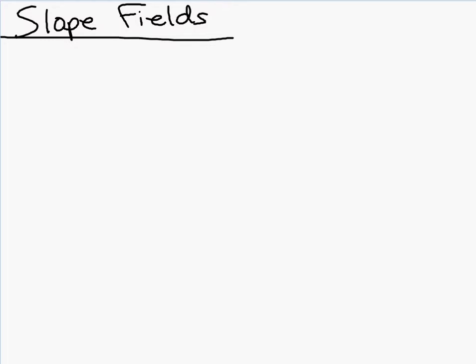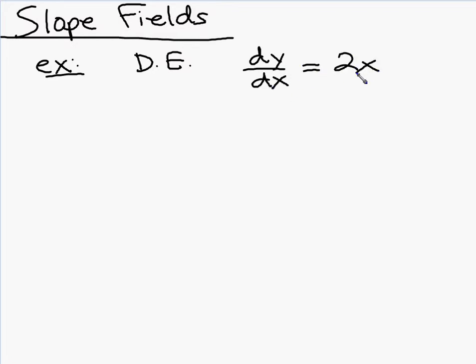Today we're going to work with slope fields, they come from a differential equation. So we're just going to look at an example. Let's say that I have the differential equation, and I'm going to abbreviate again, dE, and it is dy dx equals 2x. All right? Well, let's just find the general solution like we did yesterday. Let's do that first. Let's find the general solution to this differential equation.